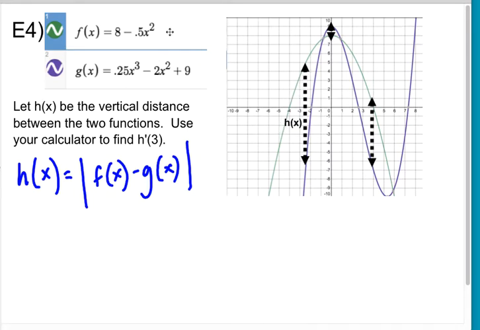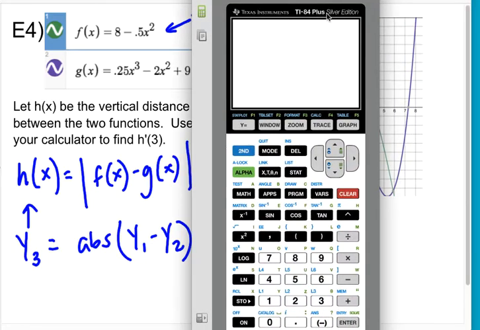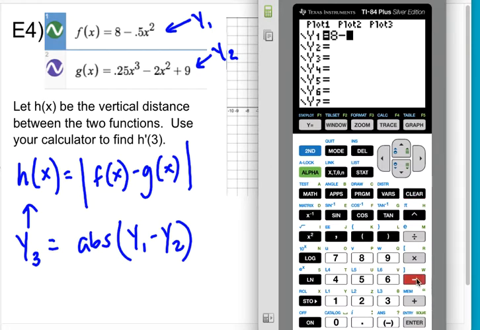So here's what I'm going to suggest you do. Put f in as y1, put g in as y2, and then make h of x, y3, equal to the absolute value of y1 minus y2. That's the easiest way to deal with this problem. So I'm going to go ahead and put my functions in. I'm going to put in 8 minus 0.5x squared. And the big trick here is to make sure that you put in everything correctly, because the most annoying part of this problem is going to be if you put something in wrong. So 0.25x cubed minus 2x squared plus 9.